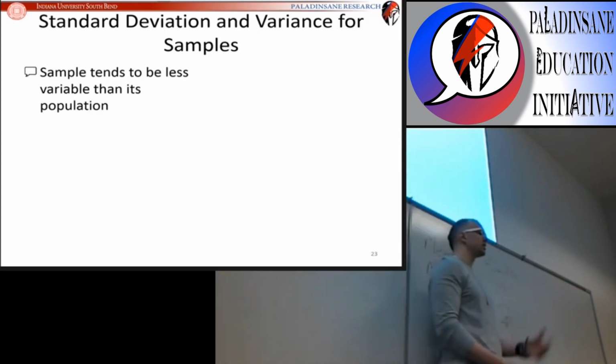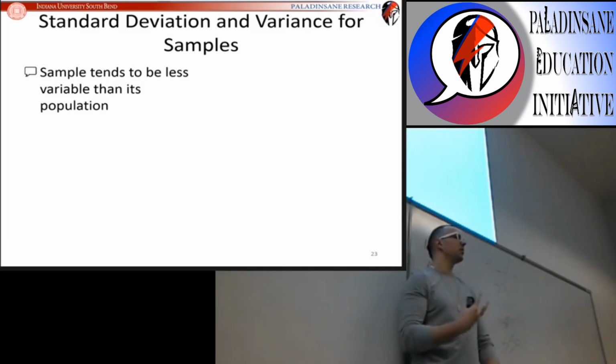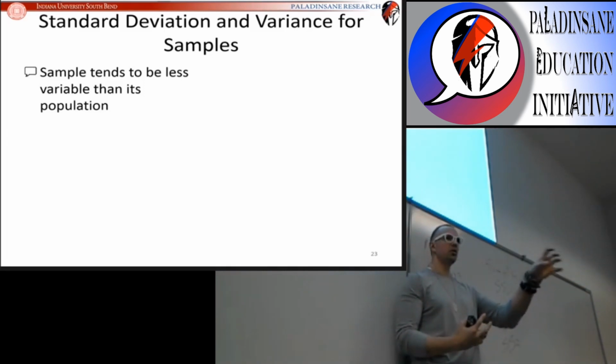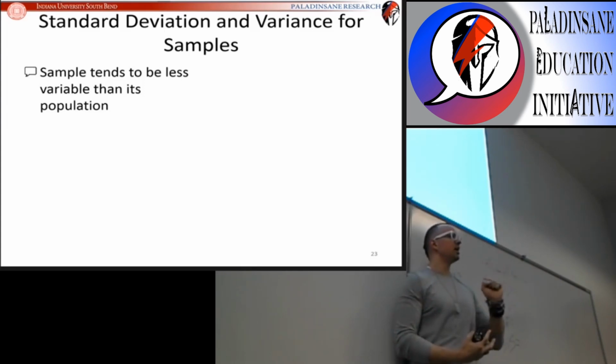And the first thing that we need to appreciate is that samples, by definition, just because of the way that they work, are usually less variable than a population. If you take a group of people out of a population, that group of people, randomly selected, will tend to be less variable than the population.